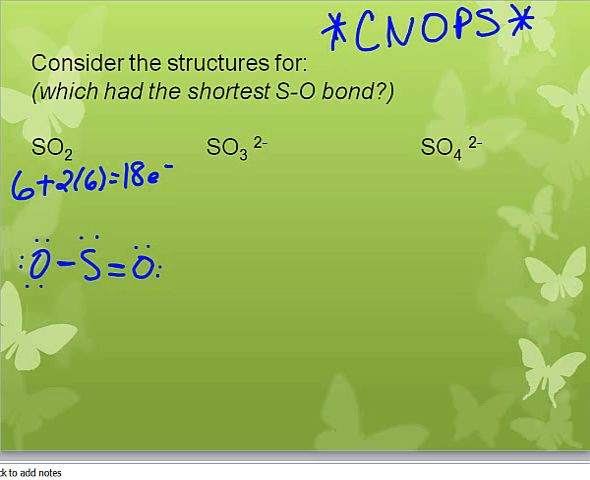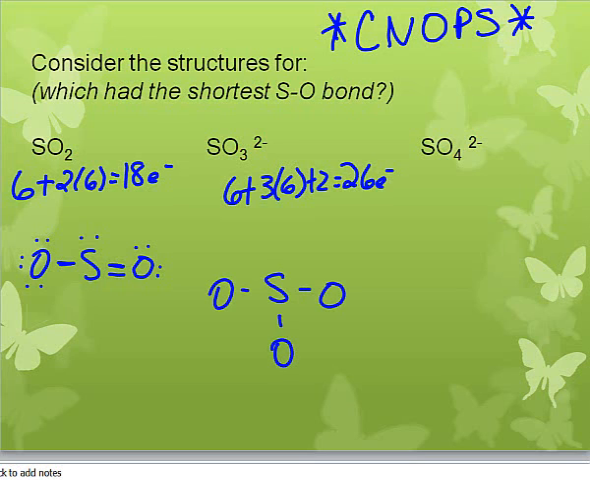So let's look at SO3 2 minus, which is sulfite. Again, 6 plus 3 times 6, and now we've got to add 2 because it's a minus 2 charge. So we have 18 plus 6 is 24, plus 2 is 26 electrons, or 13 pairs, that we have to deal with. Remember, the least electronegative element goes in the center. So now we have oxygens all around. So I have 26.